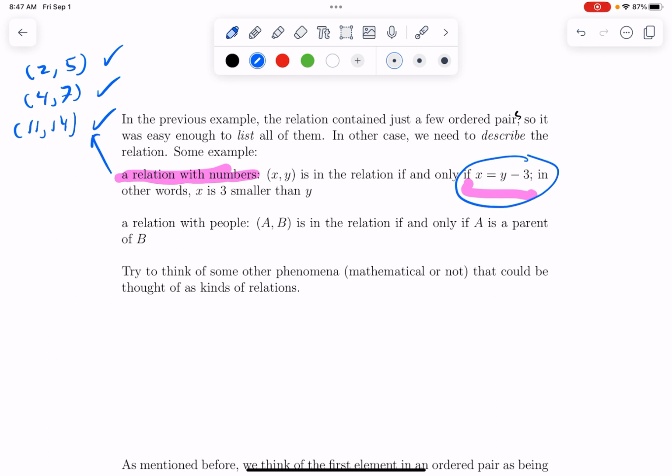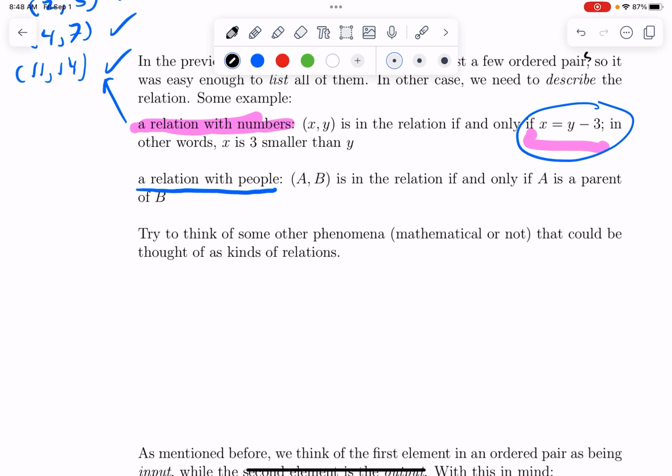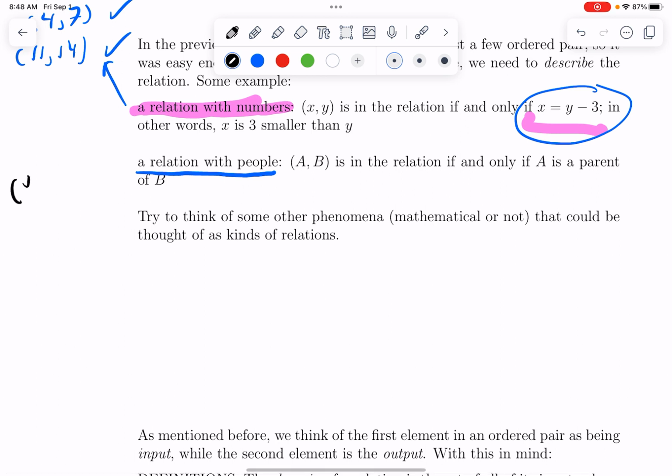I could have a relation among people. These don't have to be strictly mathematical. I could say the ordered pair AB is in the relation if and only if A, person A, is the parent of person B. So for example, I could say Joan Friel, my mother, is the parent of me, Patrick Friel. And I could list all of the combinations of parents and children in the world. There are billions of them, so I don't want to list them. I want to describe it.